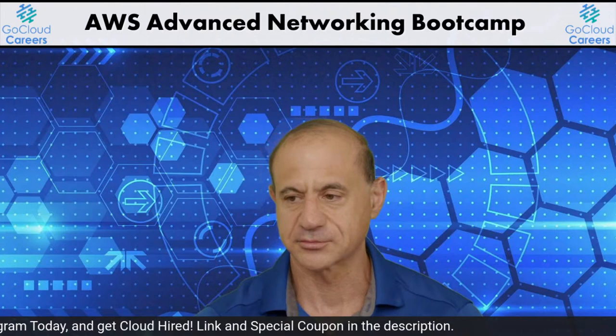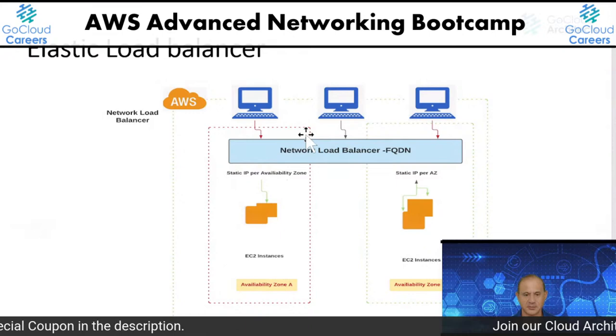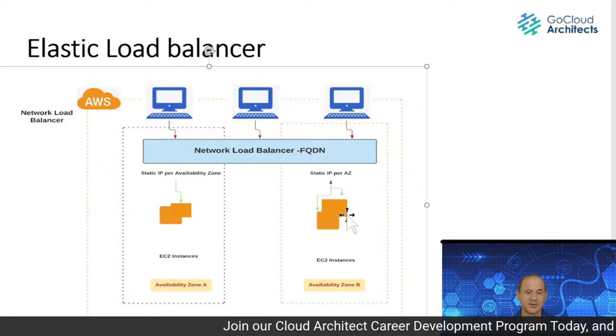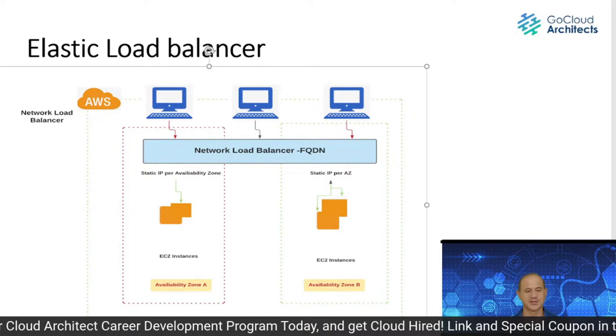What's it going to look like? We've got a network load balancer over here, load balancing between two availability zones like we're doing over here. You could use a load balancer to load balance between servers. This is realistically speaking what we're talking about. It's relatively simple.